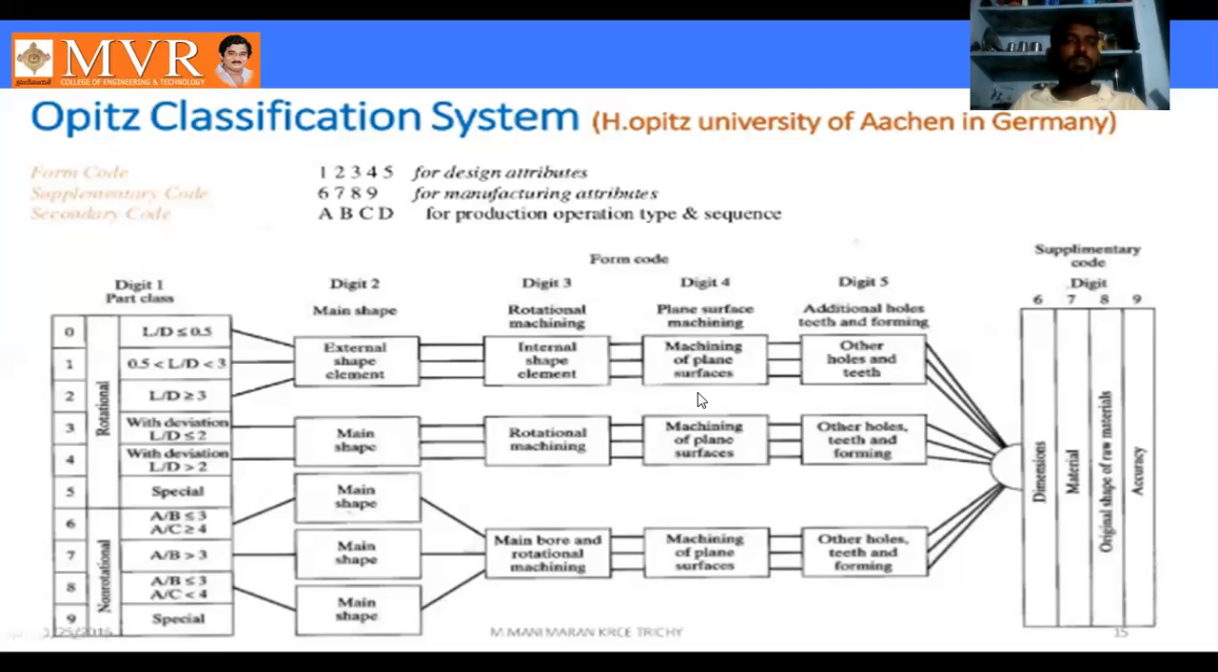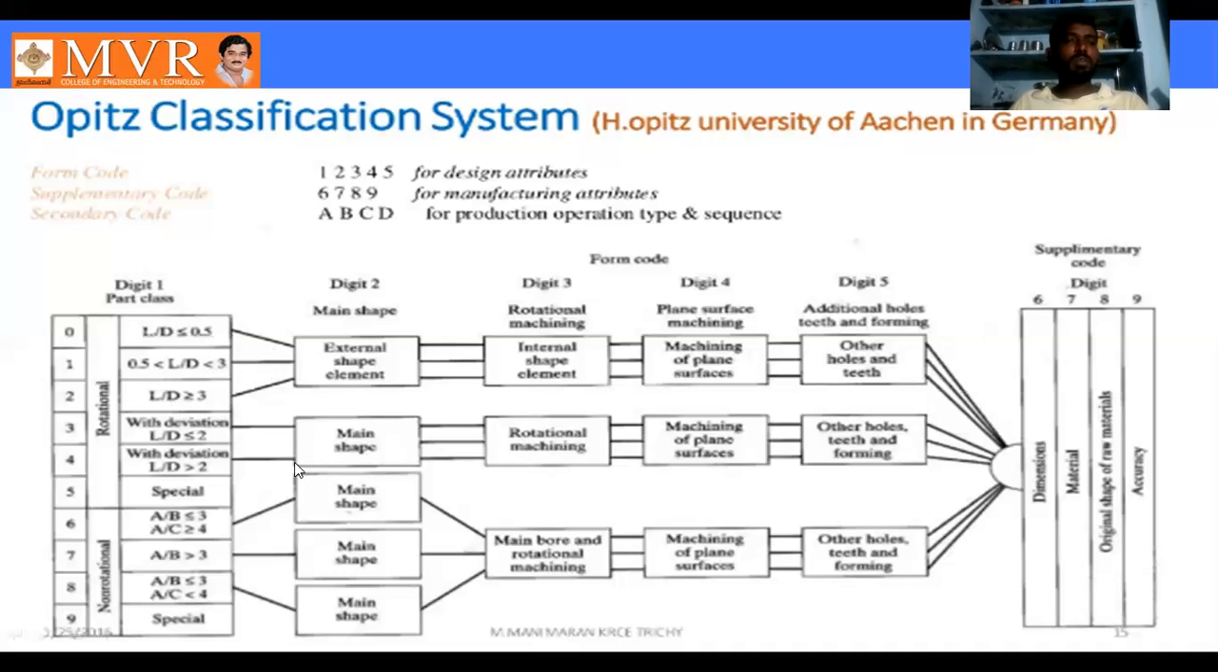So what is the step by step about the digit 1? So digit 1 for design attributes. So design attributes we are taking 0 to 3 1. So our step by step operation is 1. So the first one is 0 0 1 2, we are taking. So in this one L by D less than or equal to 0.5, 0.5 less than L by D less than 3 1. So L by D greater than or equal to 3 1. So 0 0 1 2, this is the step by step operation.